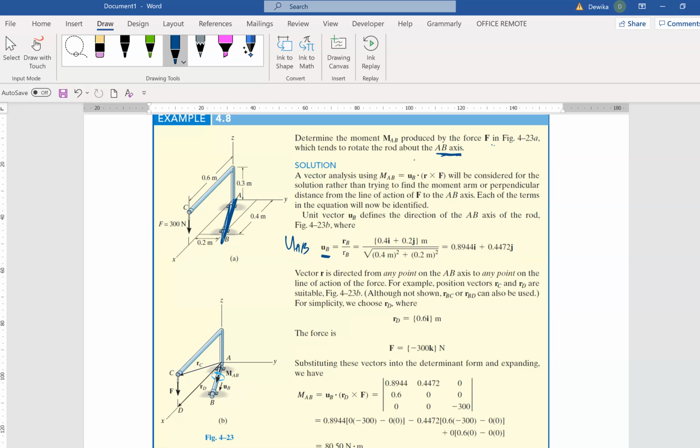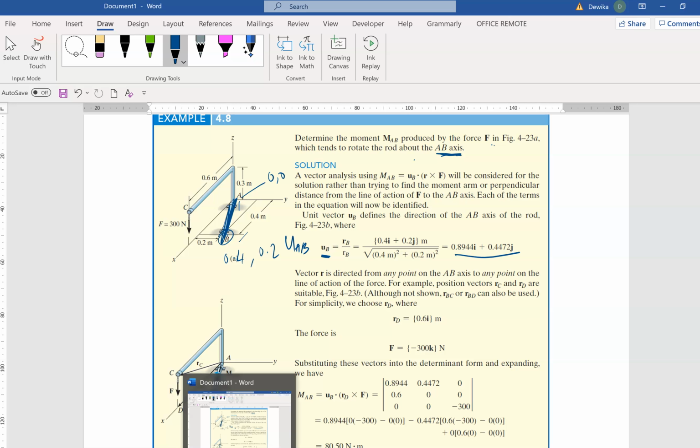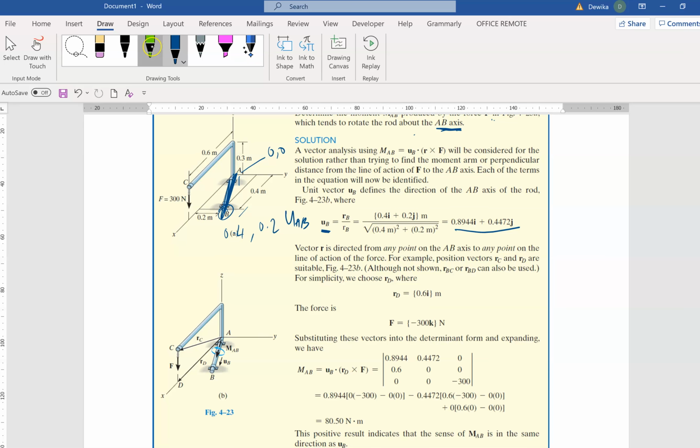So what do you do? Coordinate A is actually 0, 0, 0. What you need to do is take coordinate B, which is 0.4 in the x, distance 0.4, and y would be 0.2. You form the unit vector. So you've got the first part of it. Now keep that aside. You've got the answer, just keep that aside.